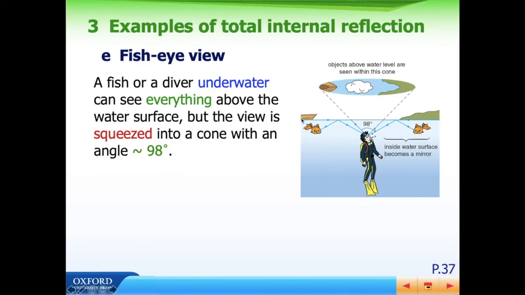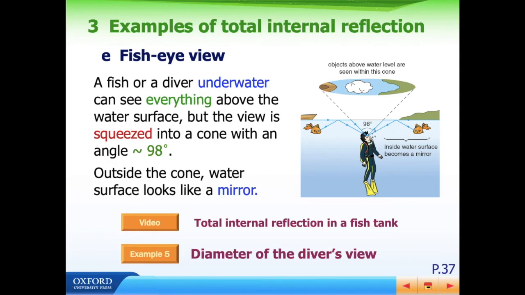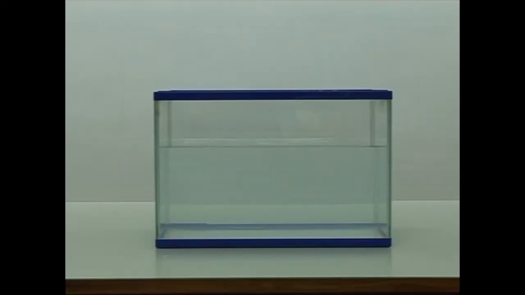As shown in this diagram, you can see that you have this cone of view which has a total angle of approximately 98 degrees, and on the side outside of the cone the light rays will experience total internal reflection. Thus, the inside of the water surface becomes a mirror. To understand what I am saying here, I want you to watch this video clip about total internal reflection in a fish tank. This water tank filled with colorized water is used to demonstrate the fisheye view.